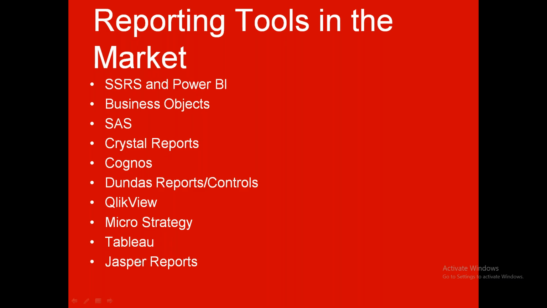Many of these companies are closing their business. Okay, Tableau was leading earlier. Tableau was leading. Now Power BI is leading. Okay, tool in the reporting. Clear? So SSRS and Power BI are leaders in the market nowadays. Now SAS, Crystal almost closed. Cognos is also almost getting closed. So Dundas reports, everything is slowly getting closed because of Power BI opportunity.